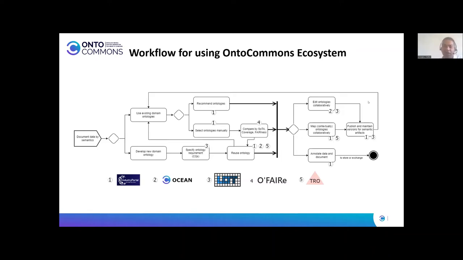As a last summary, I want to give you a workflow for how you can use this OntoCommons ecosystem. If you want to document some data with semantics, you can either use an existing ontology or metadata, for which you can go to the industry portal and use the services to find a good ontology, and also compare alternative ontologies according to their scores. But if you want to develop a new ontology, we are providing the methodology for how to gather requirements and how to reuse ontologies. For reusing, again, you can go to the portal to find a good ontology to start with. Then you can use the editor tool to edit the ontology and annotate your data. In the end, you can store the data and the ontology back in the portal and maintain versions and provenance of all of them.